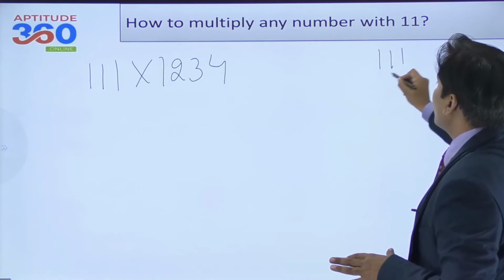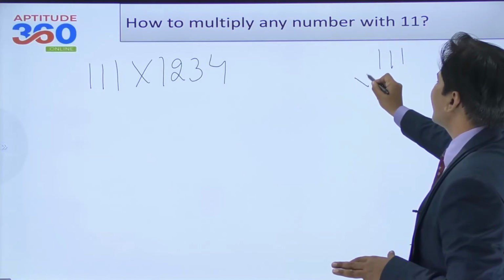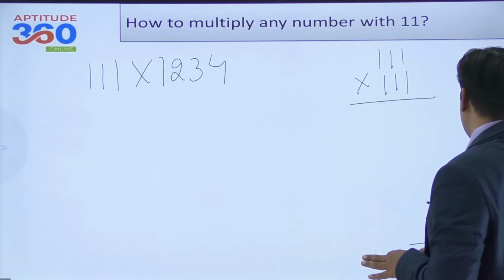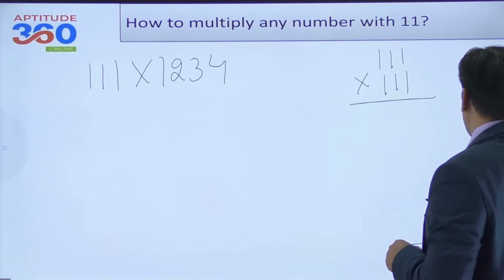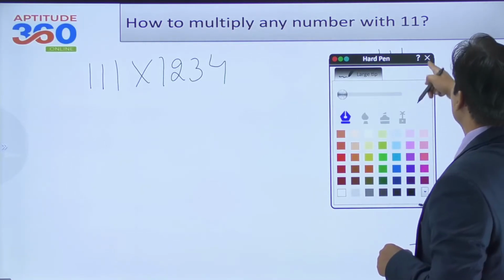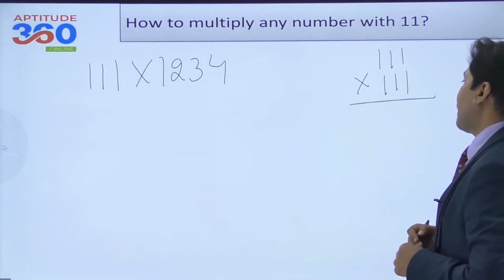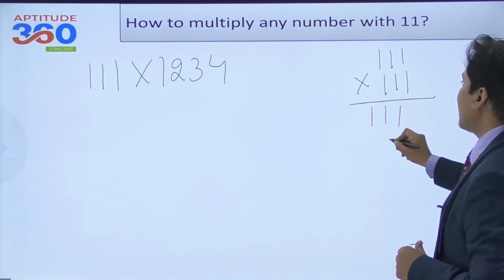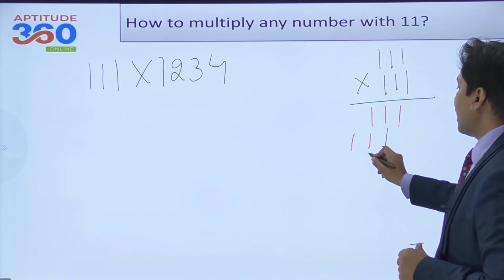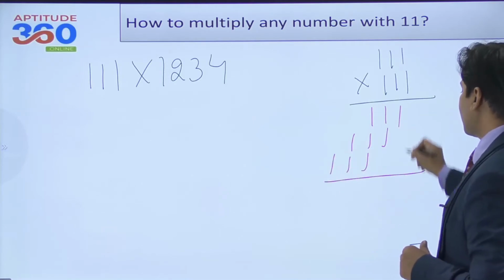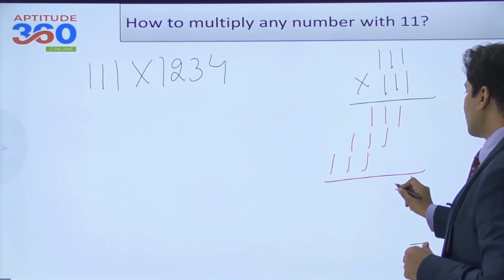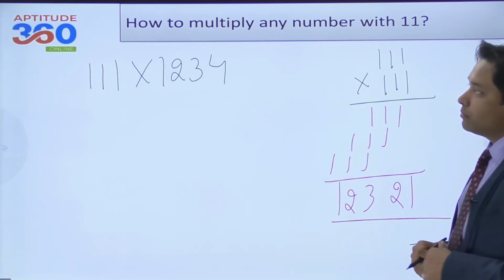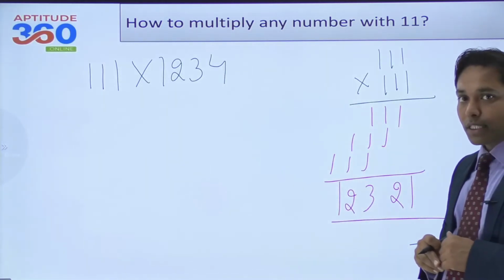If you multiply 111 with 111 itself, how do you do that? I'm going to change the color of the pen. So will you not write 111 and then 111 and then 111, and then this is 1 and then this is 2 and 3 and then 2 and then this is 1? Do you understand this?